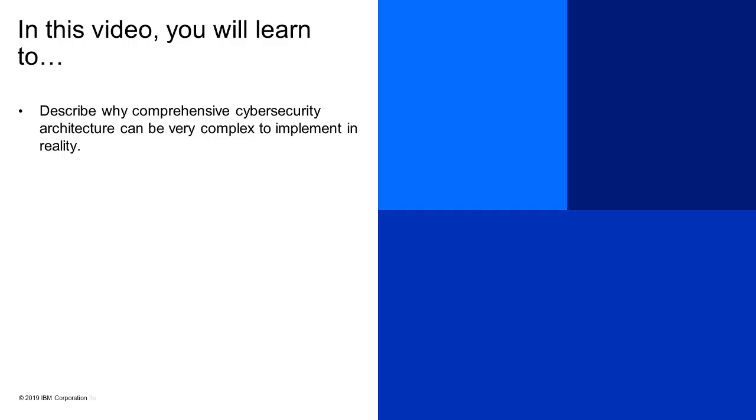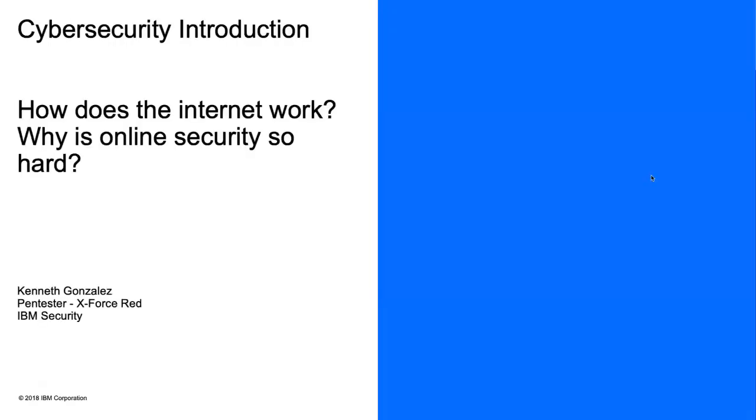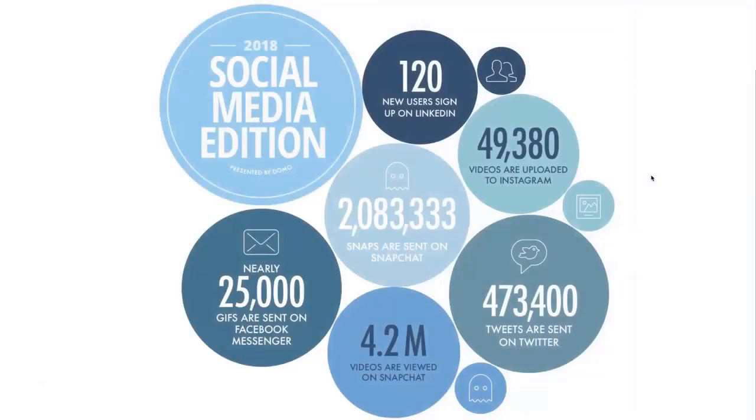In this video, you will learn to describe why comprehensive cybersecurity architecture can be very complex to implement in reality. So let's talk now about how the internet works and why online security is so hard to implement and to maintain. First, it's important to understand the current picture of our online presence.